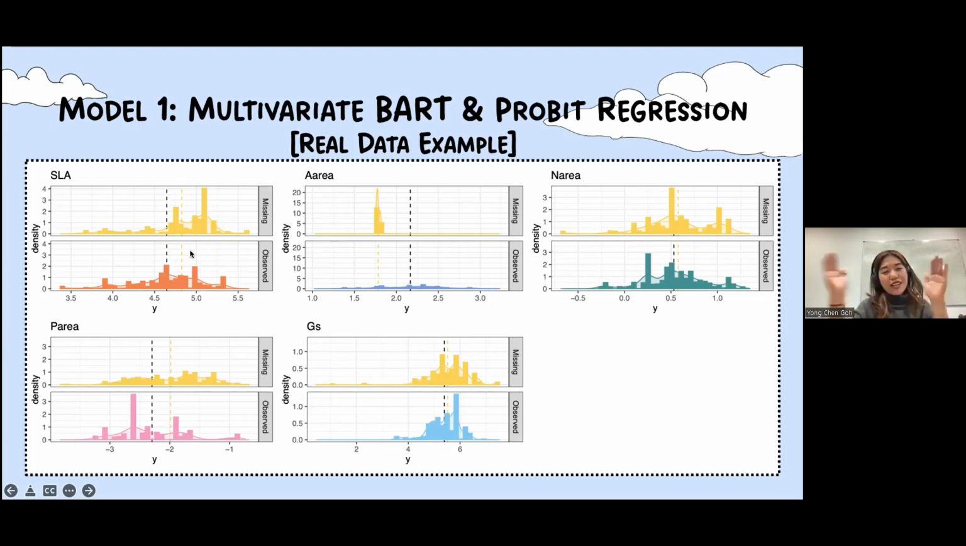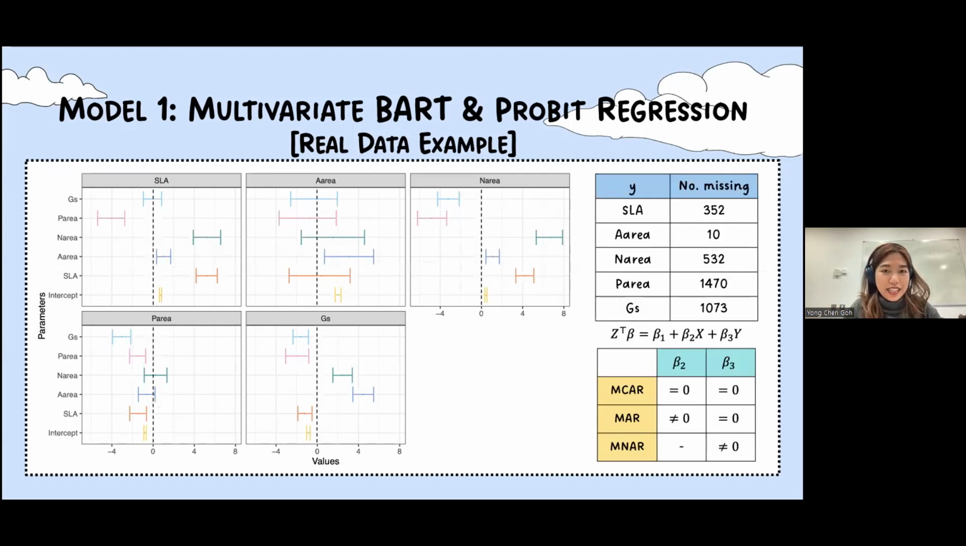If they lie far away from each other, then we could potentially conclude that the missing data is from a slightly different distribution to the observed data. And so the joint model is useful. And these are the intervals for the posterior samples of our B matrix, so these beta parameters.